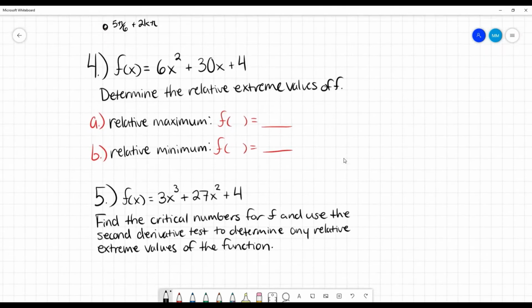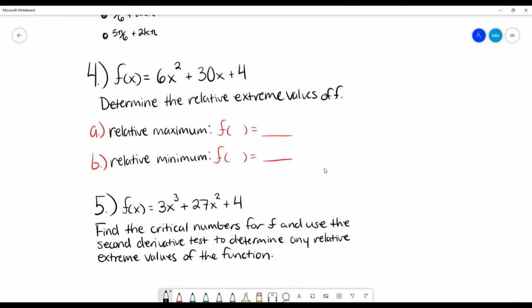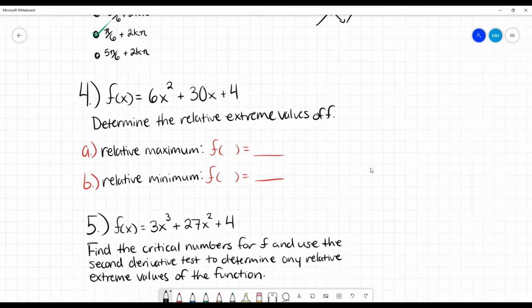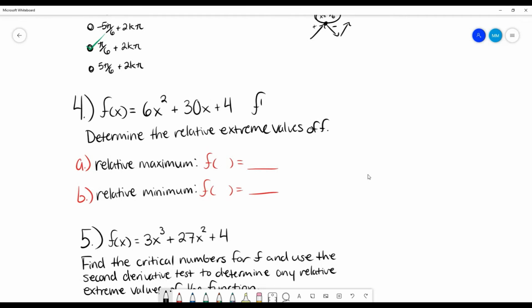Let's take a look at number 4 now. Same thing really, determine the relative extreme values of the function. So we want to figure out if there's a relative maximum, where it is, and relative minimum, where it is. Okay. Again, first step, take that derivative. Okay. And then set that equal to 0.